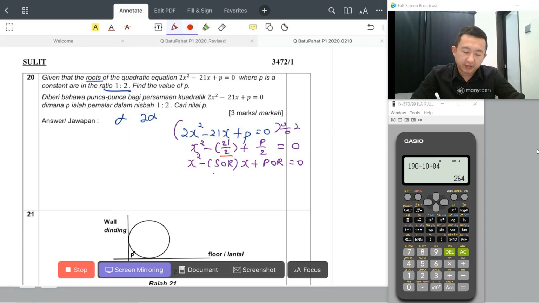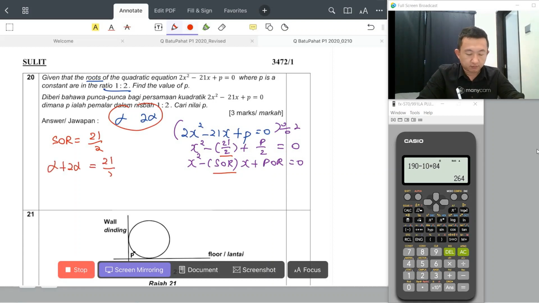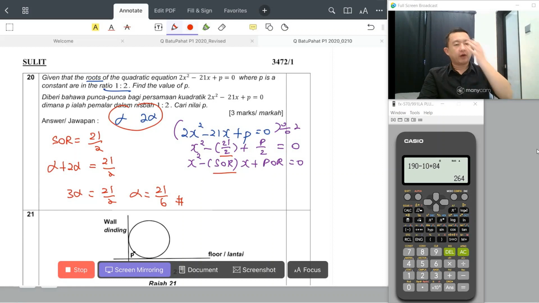21 over 2 is the sum of roots. And the sum of roots is between these two, so alpha plus 2 alpha equals 21 over 2. There you go. Alpha equals 21 over 6. Is that enough? No, not enough.